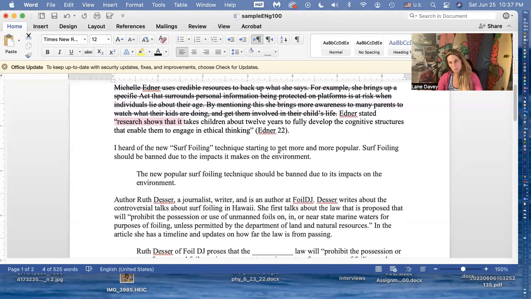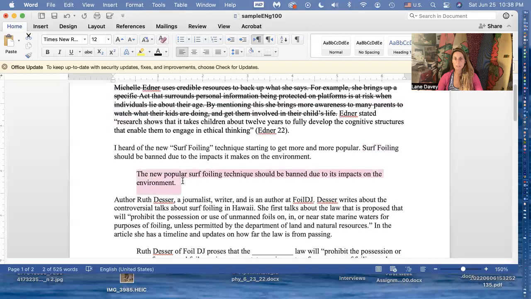Here's another one. This is an opening sentence and it was not effective. I heard the new surf foiling technique starting to get more and more popular. Surf foiling should be banned due to the impacts it makes on the environment. That does not make me want to read your article. It's not an interesting opening. It has no flow. It's redundant. You should not have surf foiling in one sentence and in the next sentence. That means you need to connect the two sentences.